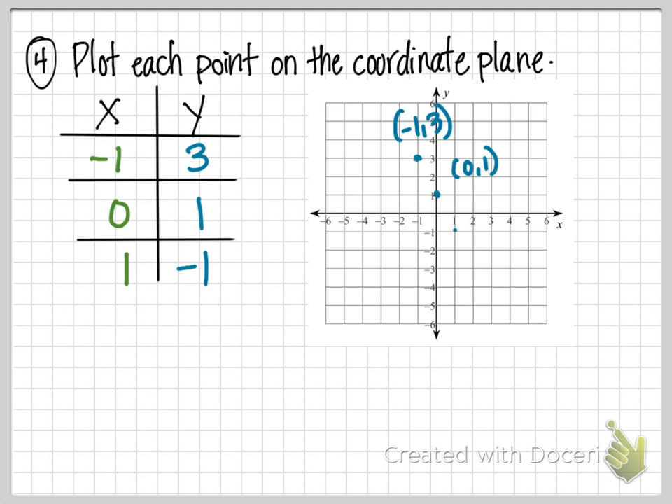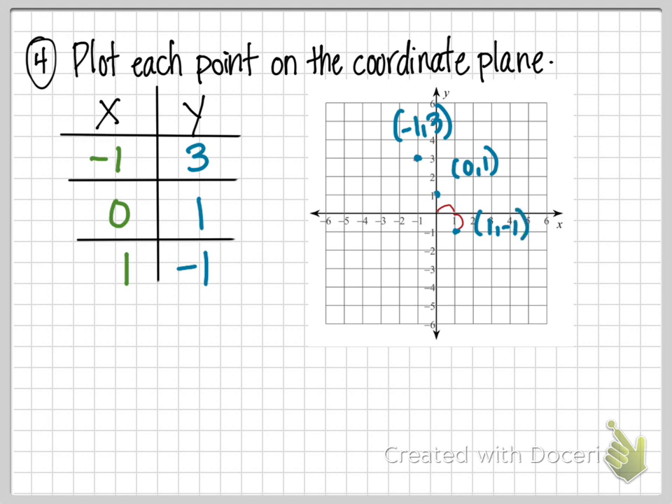Okay, our last point is 1, -1. So we are going to move 1 to the right in a positive direction horizontally, and then down 1, so -1, to our next point. So then we put a point there and label it 1, -1.